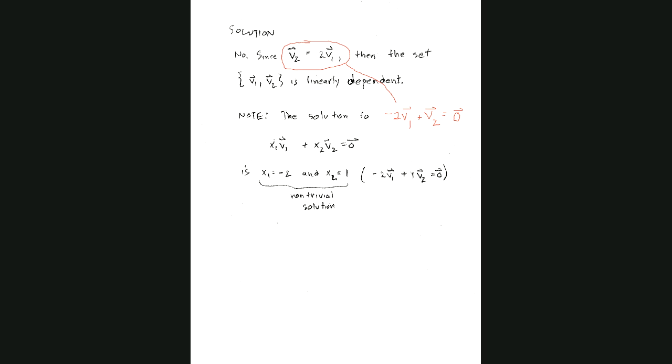That means that if we write down the vector equation x1 v1 plus x2 v2 equals 0, then x1 is -2 and x2 is 1. And that's a non-trivial solution to this vector equation. A trivial solution would be if x1 and x2 were both 0. That's called the trivial solution. But we ended up getting a non-trivial solution.